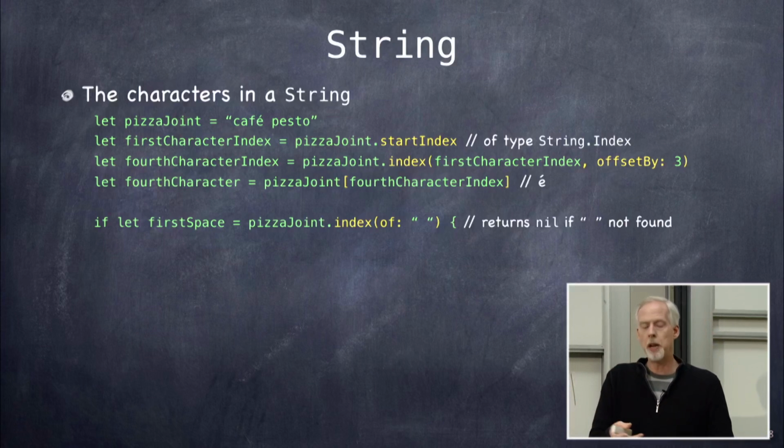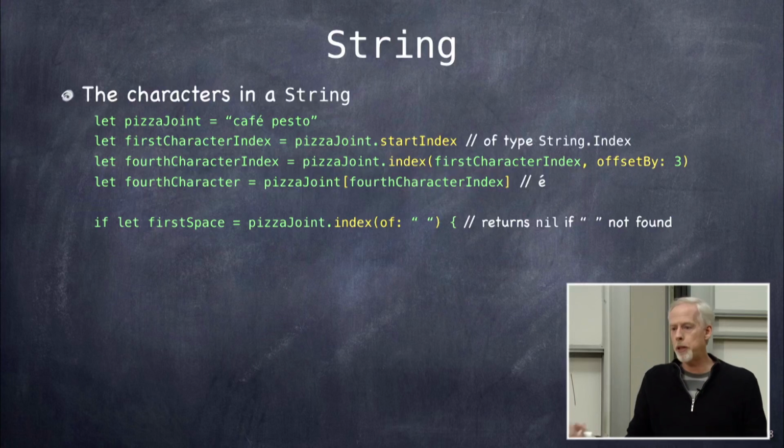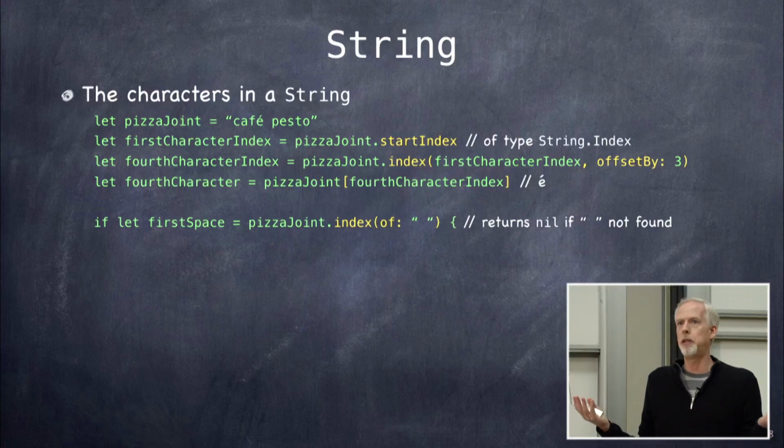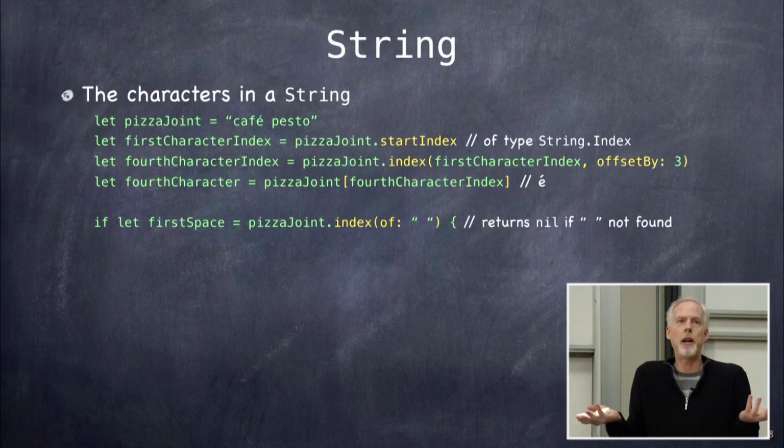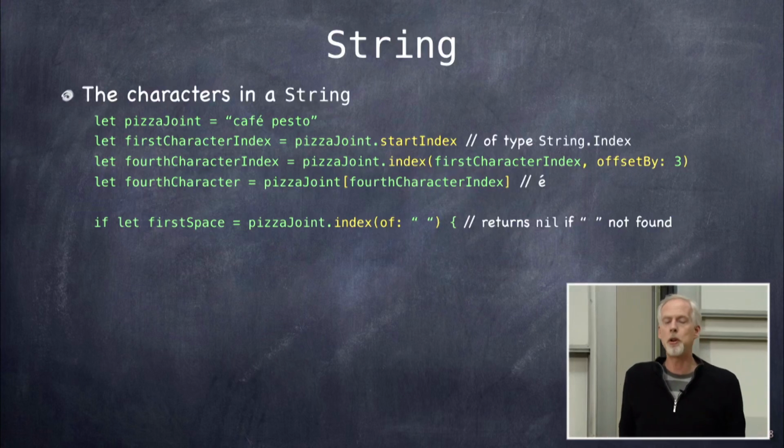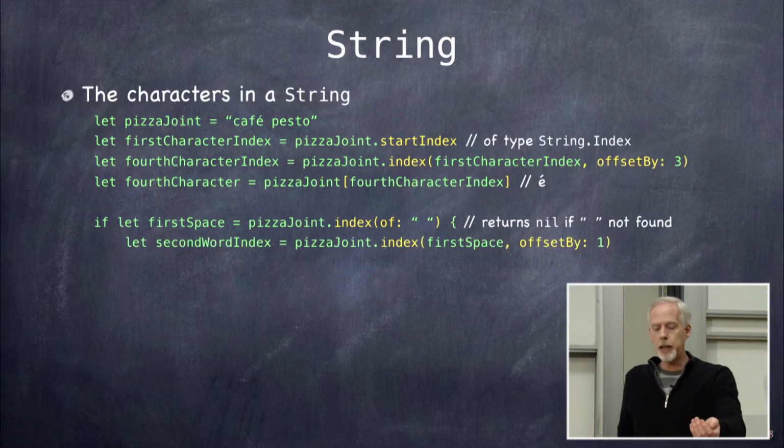Now the reason I have to say if let there is, of course, index of space could return nil. There might not be any spaces in pizza joint. There happens to be, but there might not be. So it would return nil then. So I'm doing if let. Now I've got the index of that space.